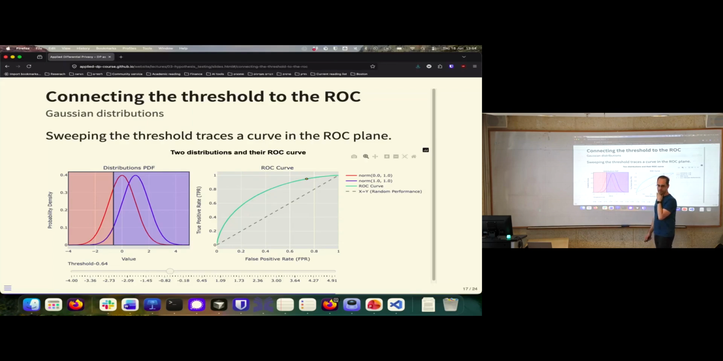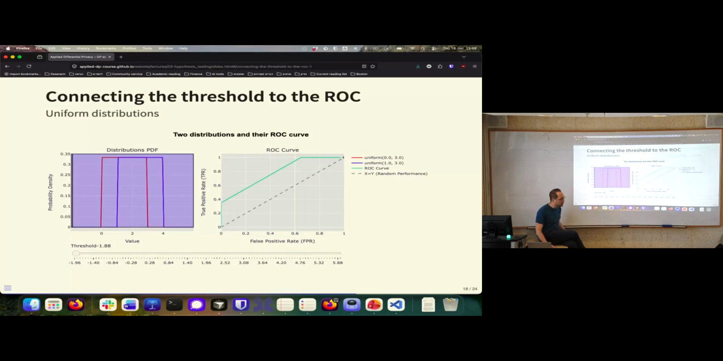Okay, good. So let's recap. Given two distributions, this is the trade-off that we have. Any threshold corresponds to a point on the ROC plane and to splitting the regime into the blue area and the red area. Of course, different distributions will lead to conceptually different trade-off functions or ROC curves.